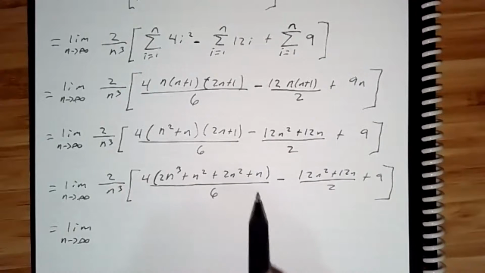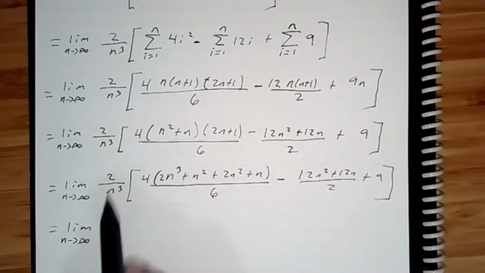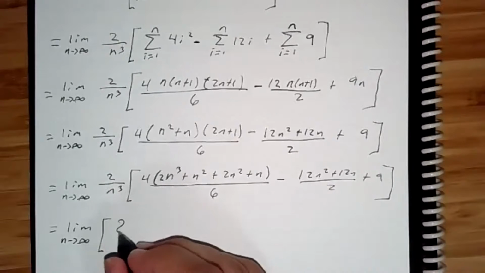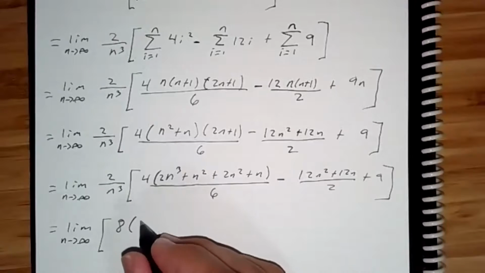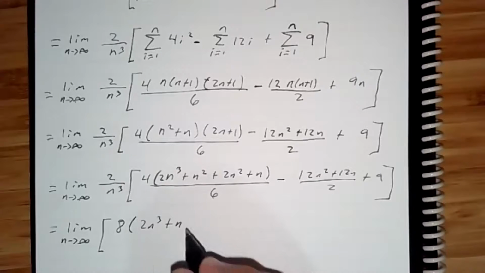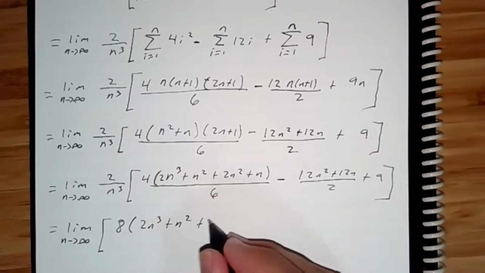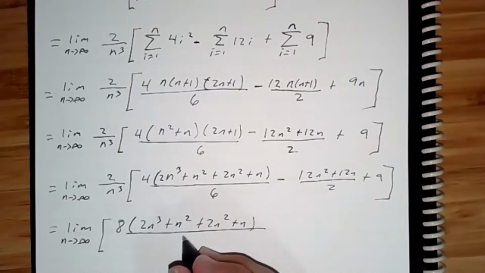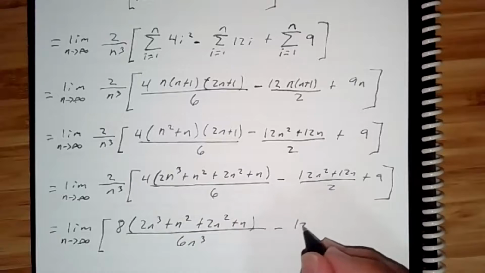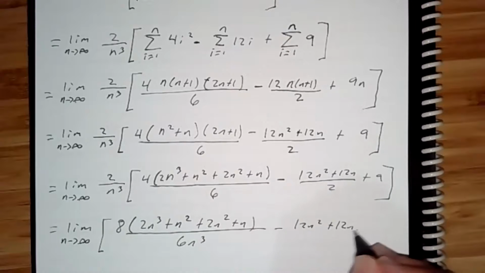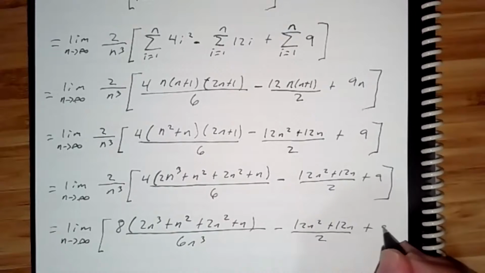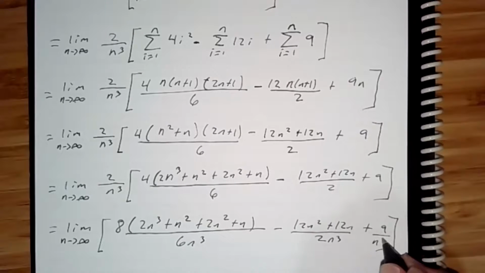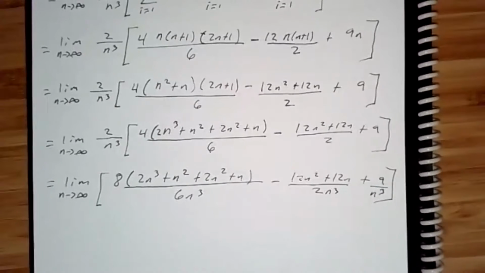So I'm going to introduce this here. So I'm going to get 8 times 2n cubed plus n squared plus, I mean, I could combine these, but it's not going to matter, over 6n cubed minus 12n squared plus 12n over 2 plus 9. I forgot my n cubed and my n cubed. So now just take the limit.